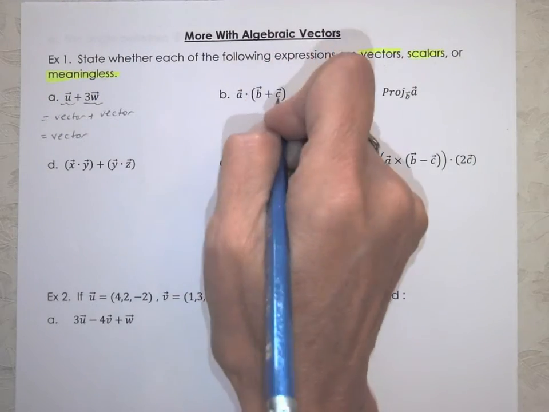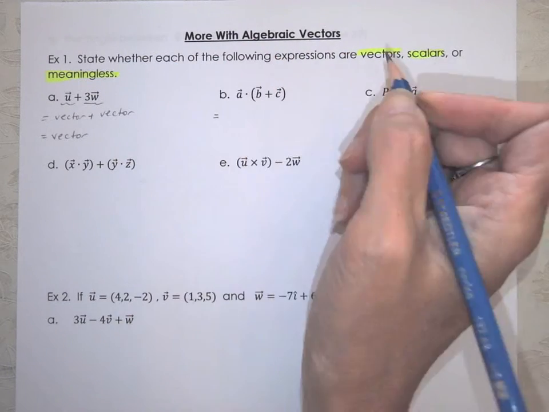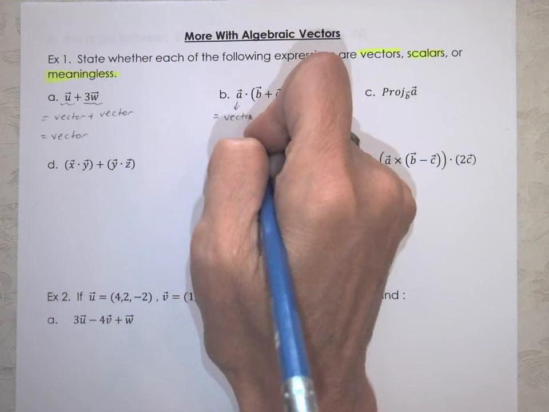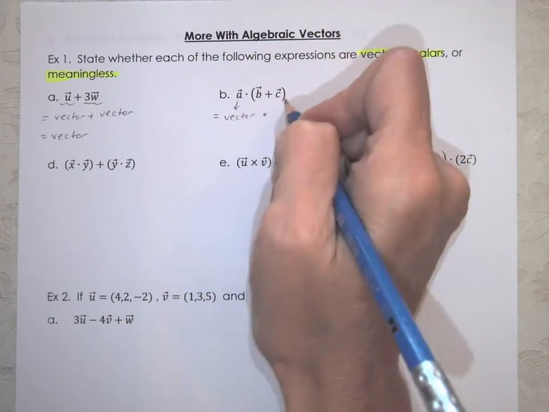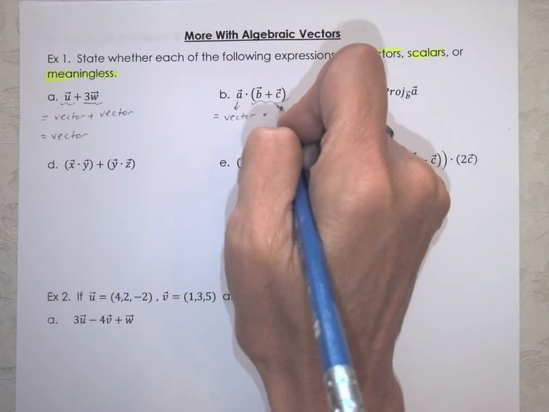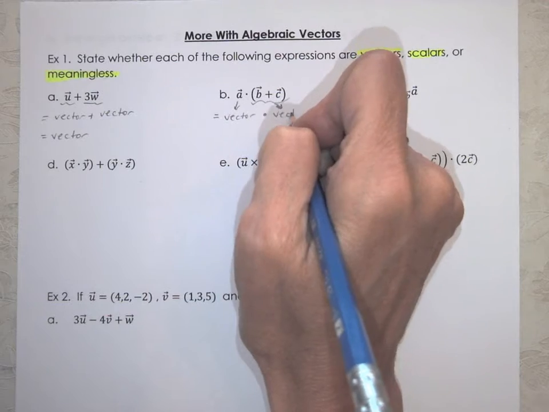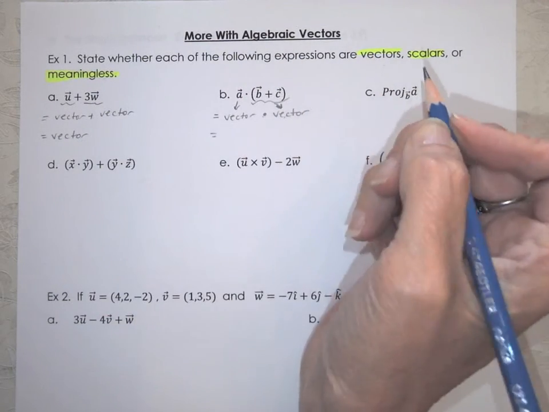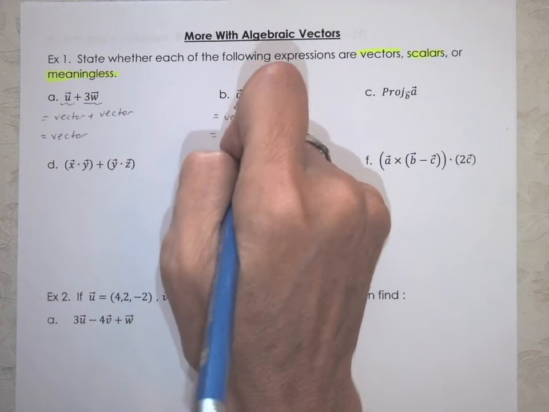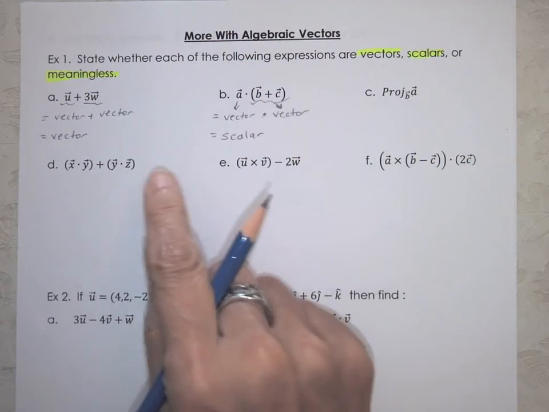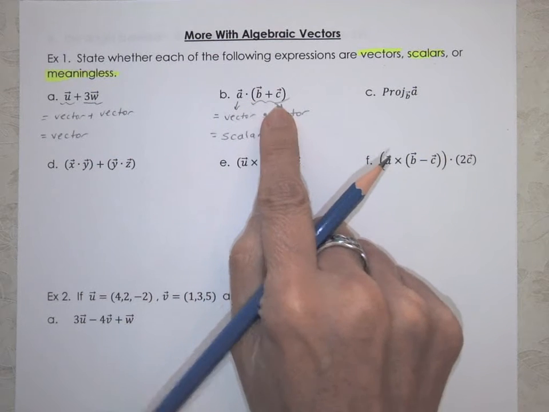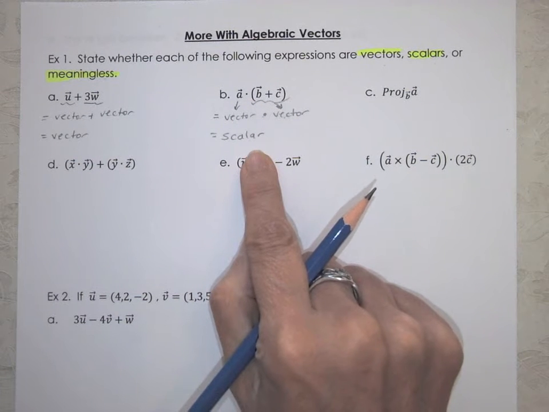Here we have A dotted with B plus C. So we know we have a vector, vector A, and we're dotting it with the vector B plus C. When you add two vectors, you get a vector. And when you do the dot product of two vectors, the dot product is a scalar. So u plus 3w is a vector, A dot B plus C is a scalar, or a number.